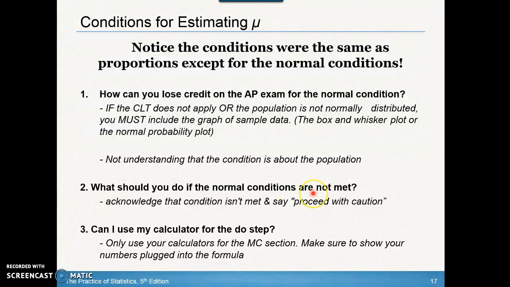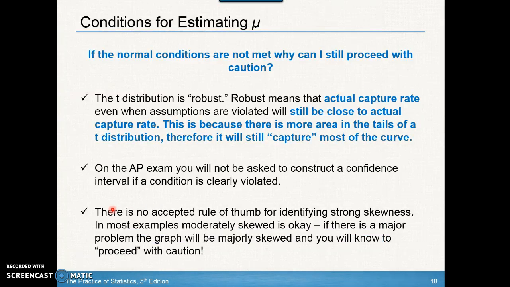So what should we do if the normal conditions aren't met? If the normal conditions aren't met, all you're going to do is state that the condition isn't met and you're going to proceed with caution. So that's basically telling people, all right, we have a condition that's maybe not exactly correct, but we're still going to keep going. Can you use your calculator for the do step? Absolutely you can. You can even do it on the free response. Just make sure you show all of your work, your state plan, do conclude, and your numbers plugged into the confidence interval. All right, now if the normal conditions aren't met, why can we still proceed with caution? So how is it still going to work?